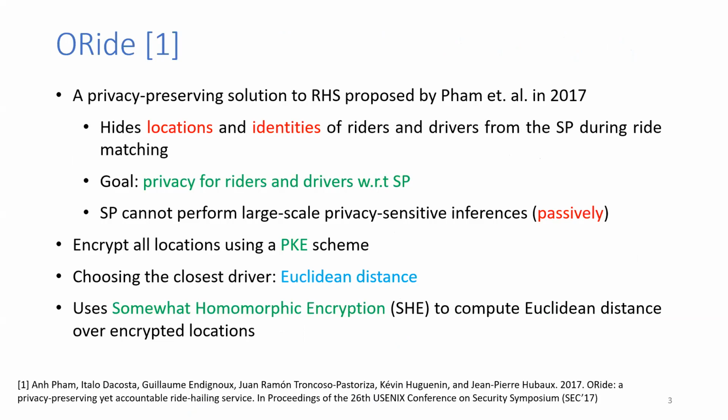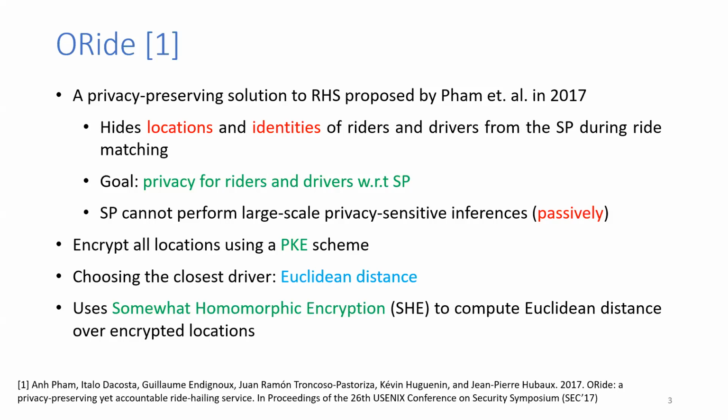ORIDE is a privacy-preserving solution to RHS. The main idea behind ORIDE is to hide the locations of riders and drivers from the service provider using encryption schemes. And the identities of riders and drivers are also hidden using anonymous tokens. The main goal that they want to achieve through this work is maintaining the privacy of riders and drivers with respect to the SP. In addition to this, they also achieve goals such as ease of use, accessibility, and ease of payment, which we'll subsequently visit.